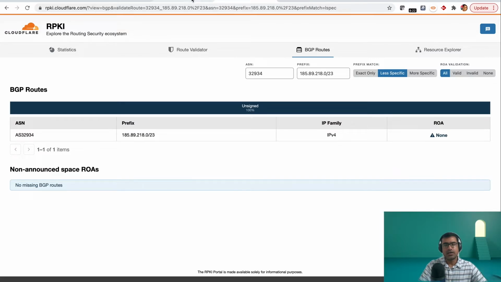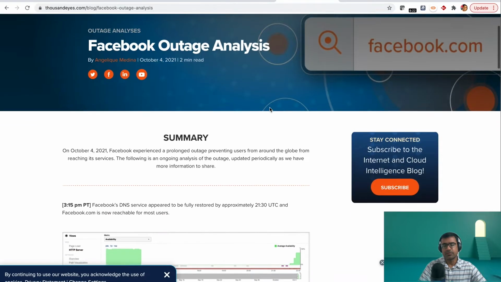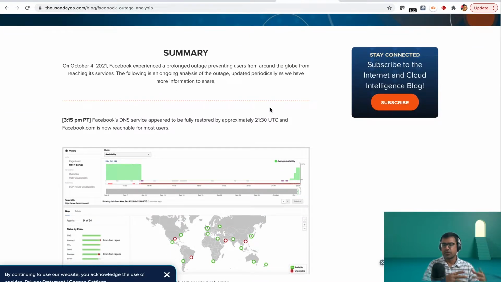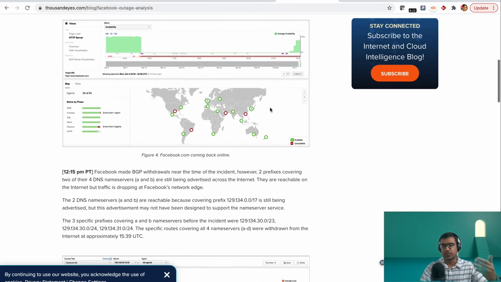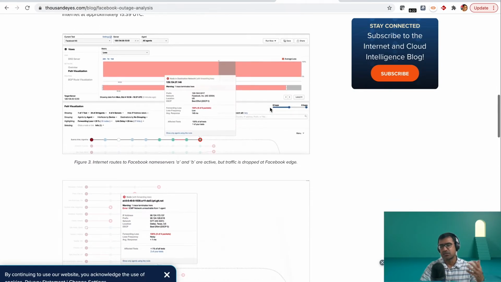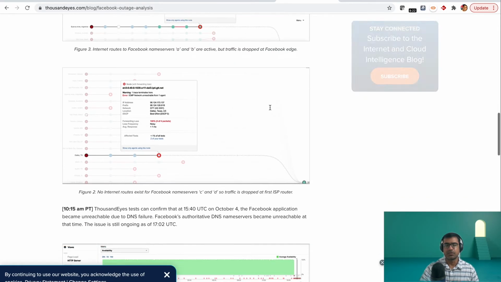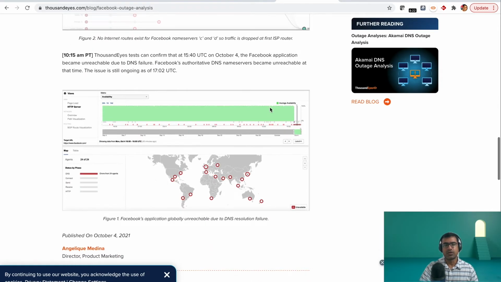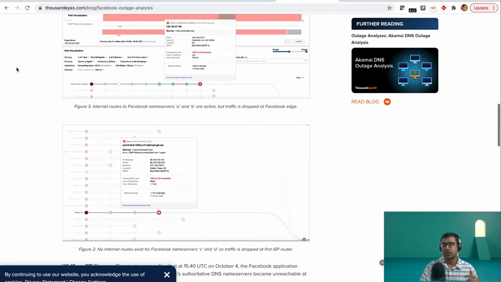ThousandEyes from Cisco has published a very nice blog with their summary, using their cloud-based agent tests and other tests, and seeing how all of this progressed, when the BGP routes were withdrawn and when they became available again. A very good timeline and summary. So if you're a ThousandEyes customer, you're in good shape, you already have information about all of this. But if you want to read it, I'm going to post this link in the description.